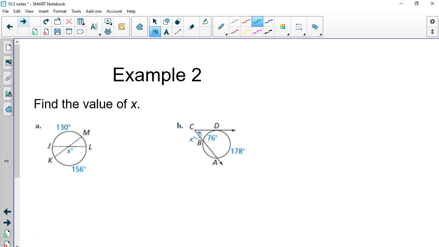All right, so inside the circle, we're trying to find X. So this arc is formed by that angle. Okay? That angle has a vertical angle right here, which forms this arc.